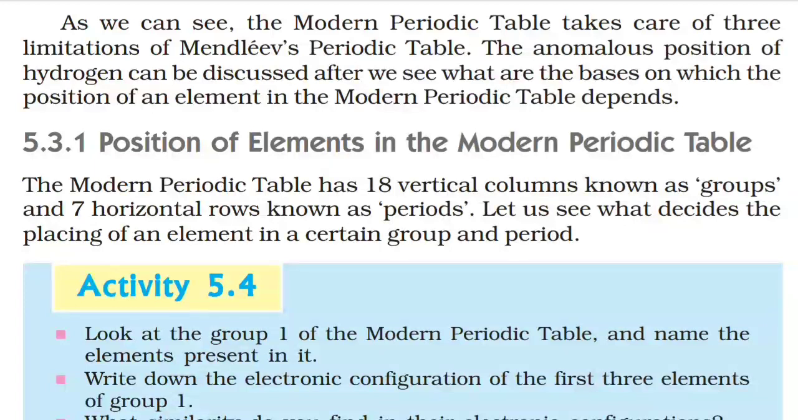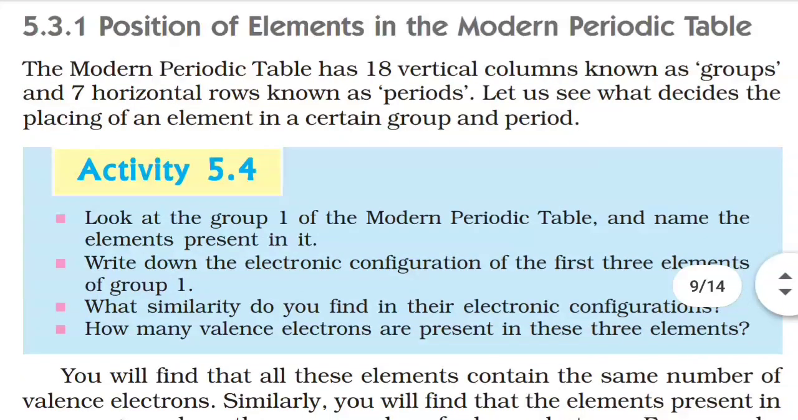Classification of Elements. As we can see, the modern periodic table takes care of three limitations of Mendeleev's periodic table. The anomalous position of hydrogen can be discussed after we see what are the bases on which the position of an element in the modern periodic table depends. Position of elements in the modern periodic table.